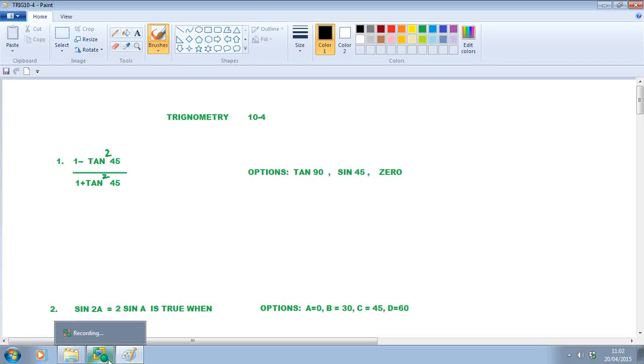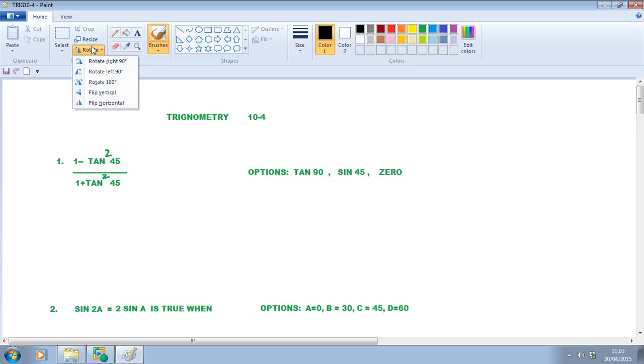Welcome to our next lesson in trigonometry. The first problem. In this chapter, we'll do small problems just to refresh all the ratios: sine, cos, tan, etc.